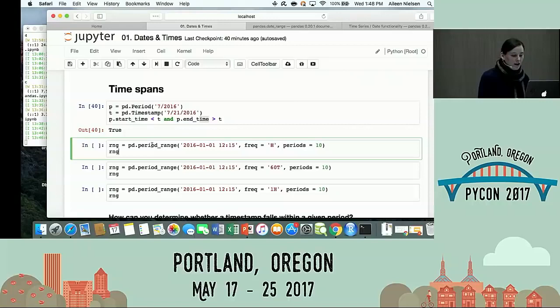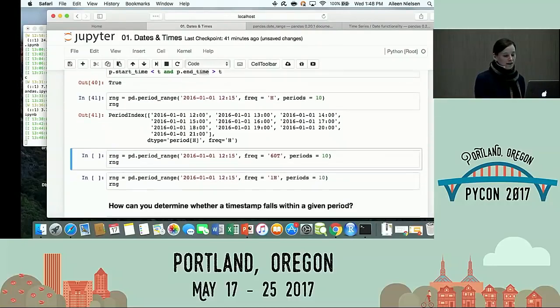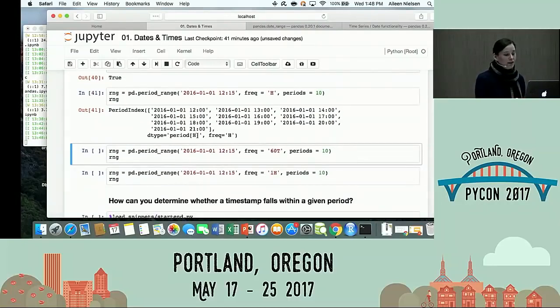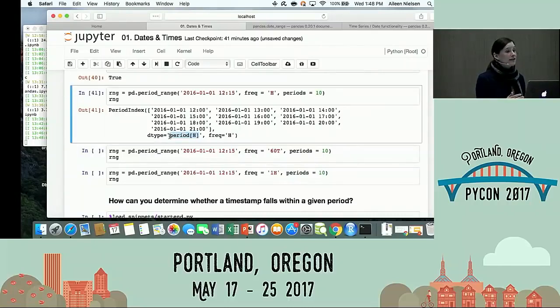So here I've got pd.period_range. We'll start from the 1st of 2016 at 12:15. I want an hourly frequency, 10 periods. Here are my periods, right? So how do you know it's a period and not a date range? Well, it says period. Otherwise, it looks very similar, right? They play nice in exactly the same way. I've got my frequency. It lists it out in this very human-readable format, etc.